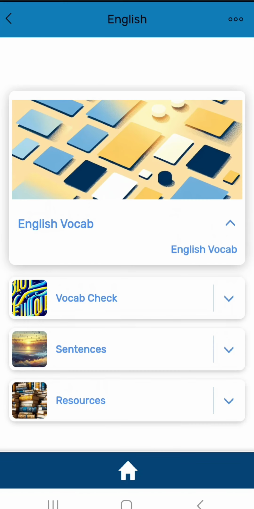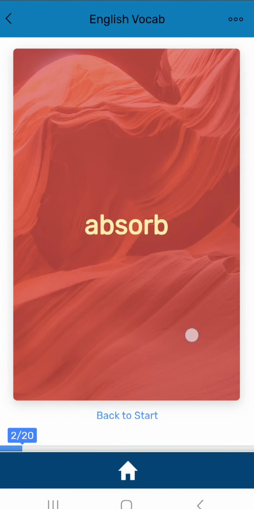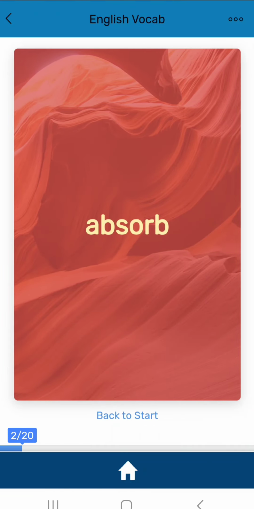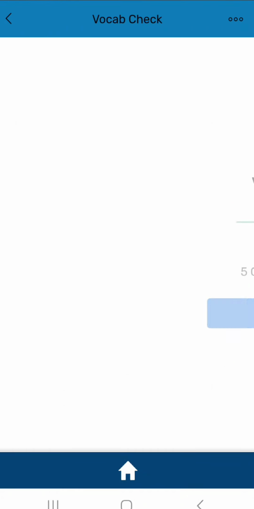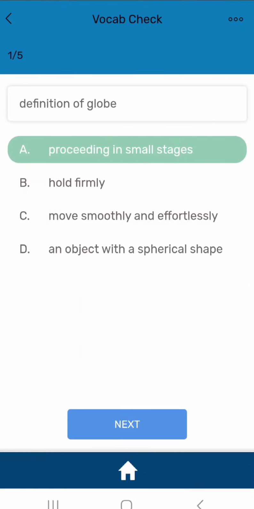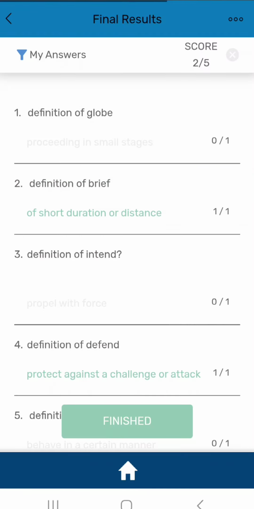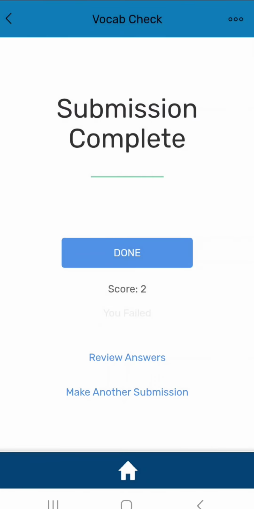Let's go into English, in which you could learn the English vocab by looking at the flashcards and understanding each word to its ability. Let's go to vocab check, which we'll do to assess if we've actually learned the word. The definition of globe. Let's just speed on it and say we get it all wrong. Finished, close, and we scored a total of 2 out of 5, in which we can review the answers and make another submission.